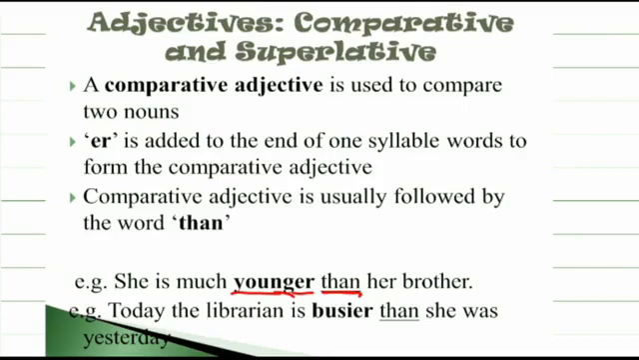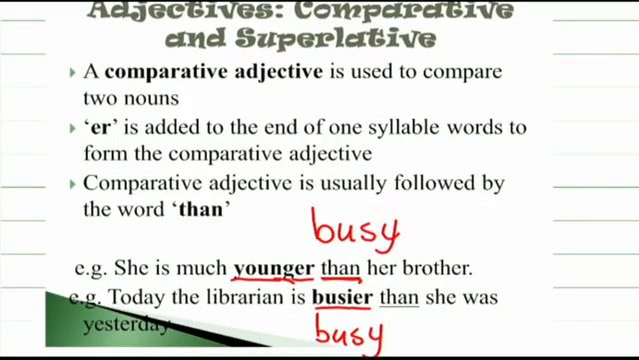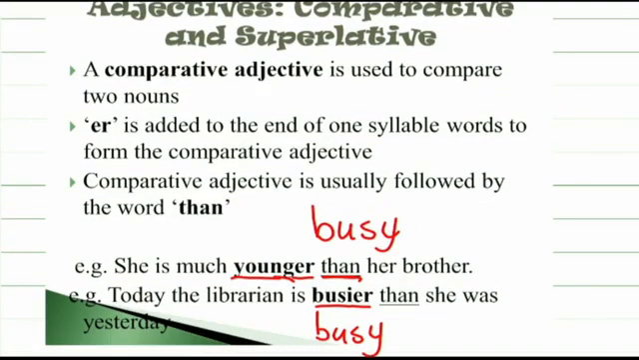Look at example 2. Today the librarian is busier than she was yesterday. So we had the word busy. Now we have to make it into a comparative adjective. So how do you do that? So this is how you spell busy, right? But notice the spelling change. B-U-S-Y. That is how we spell busy. So how did we get busier? How did we get this I?